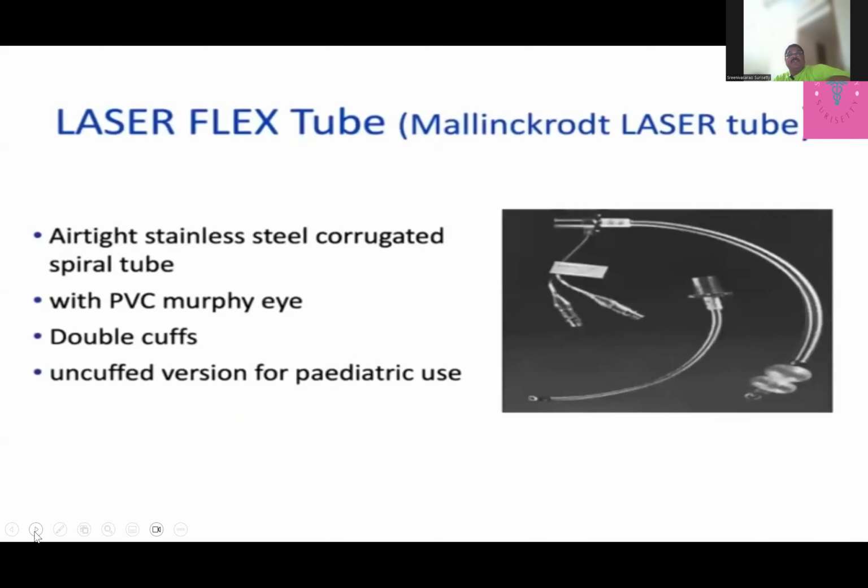So, laser flex tubes, Mallinckrodt laser tubes. These are airtight stainless steel corrugated spiral tubes with a PVC Murphy tip. Here you can see the double cuffs. There is an uncuffed version for pediatric use. For adults, they use the double cuffs. That is the laser flex tube.